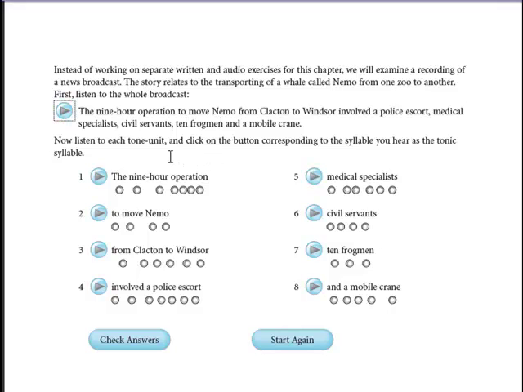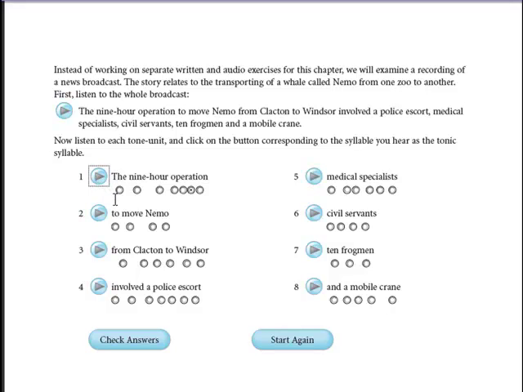Notice there are 8 tone units in that sentence. The first is this one. The 9-hour operation. Where did you hear the tone start to change? That's right. A, in operation. We had a rising tone up until this syllable, and then it started to fall.